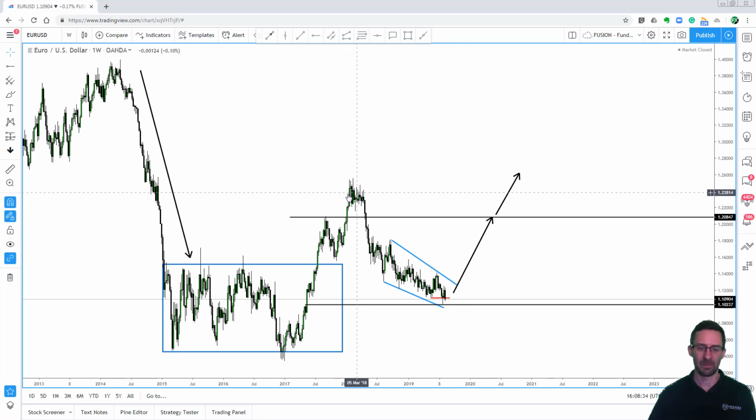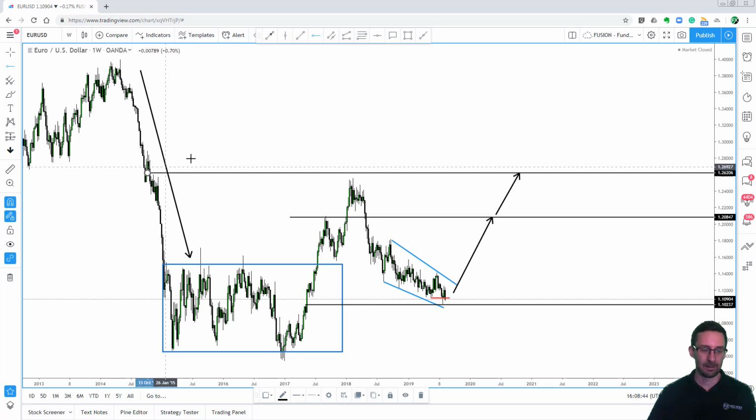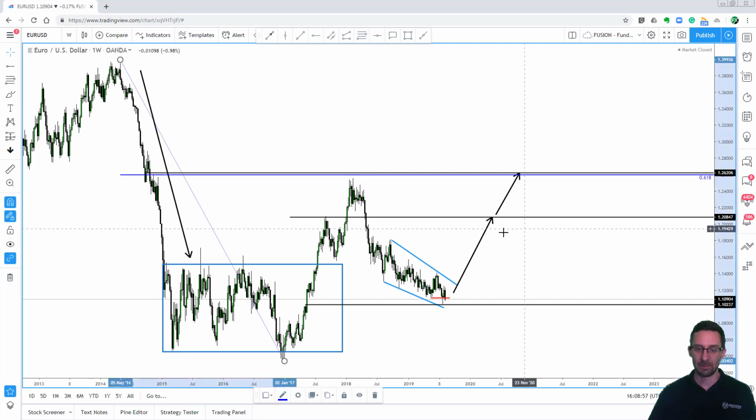This was, I think, 2 or 3 months of accumulation. And I think even all the way above this high, up to this 1.26 level. And this was the level we were looking at last year. And we had a bit of liquidity there, and this is also exactly the 61 fib. So potentially we could go all the way up there. I really wouldn't be surprised.